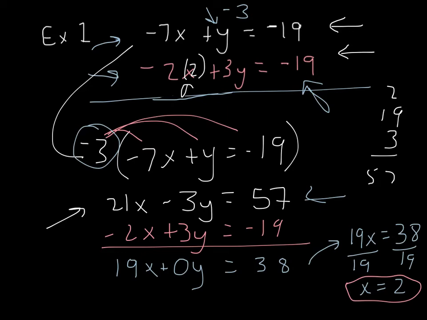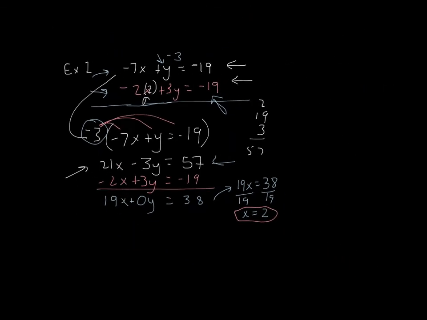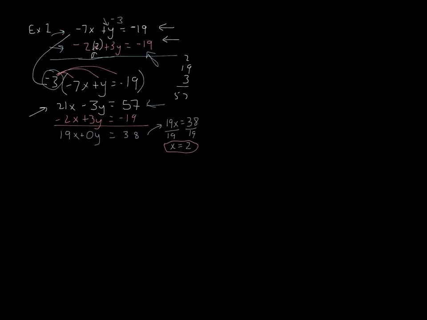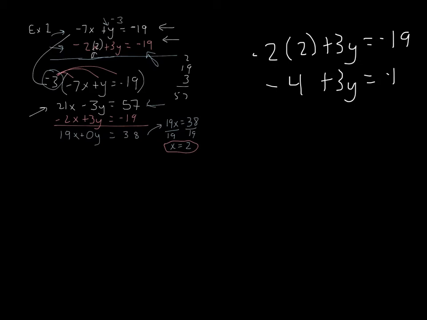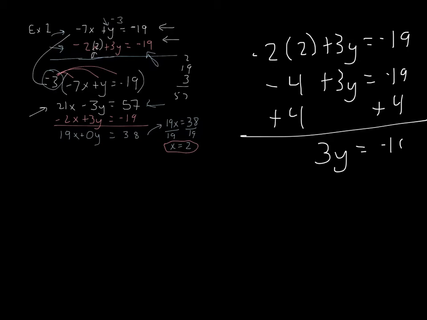And I'm kind of out of room, so let me shrink this stuff real quick. Okay? So that would be -2 times 2 plus 3y equals -19. So -4 plus 3y equals -19. And then I have to add 4 to both sides. I'm solving for y now. That equals -15. Now I divide both sides by 3. So now y equals -5.